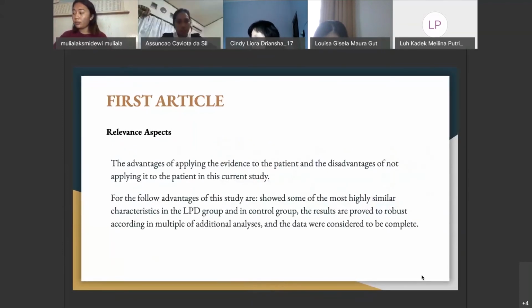Next. The next one, the advantages of applying the evidence to the patient and the disadvantages of not applying it to the patient in this current study. The advantages of this study are that the characteristics in the LPD group and in the control group are highly similar. The results proved to be robust according to multiple additional analyses, and the data were considered to be complete.